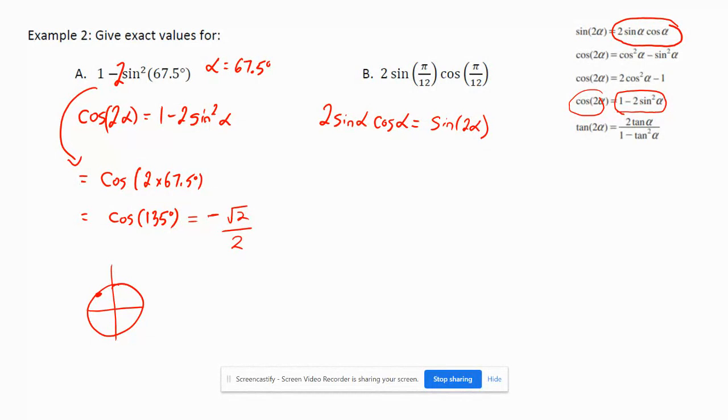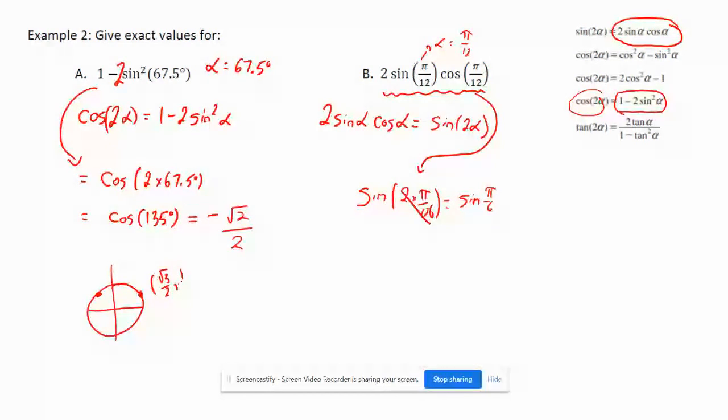So what's that going to equal in this case? We have where our alpha is pi over 12. Based off this identity, this expression simplifies down to sine of 2 times pi over 12. The 2 over 12 simplifies to pi over 6, which is sine of pi over 6. And pi over 6 on our unit circle is this point here, which is root 3 over 2, comma 1 half. So this exact value is 1 over 2, and that's our answer for this question.